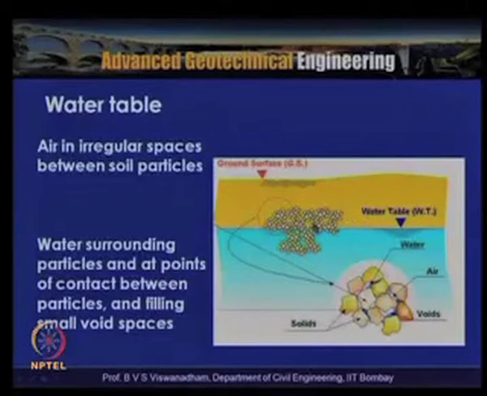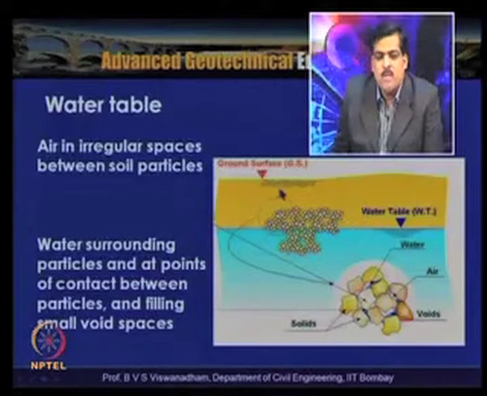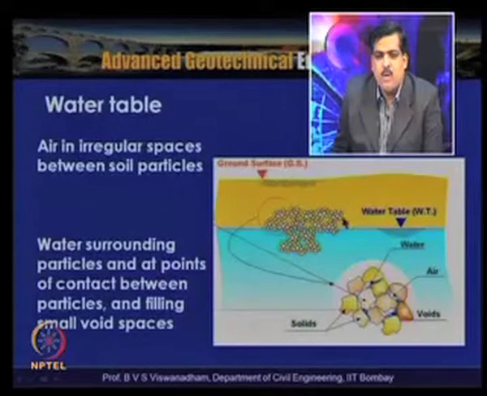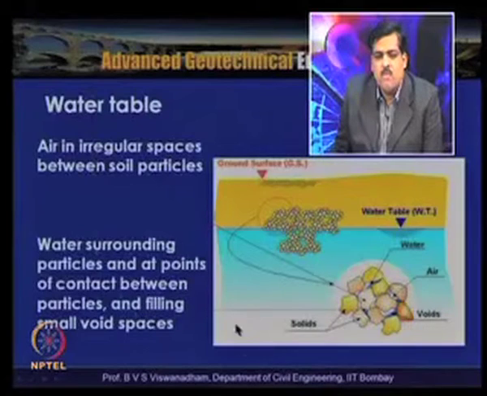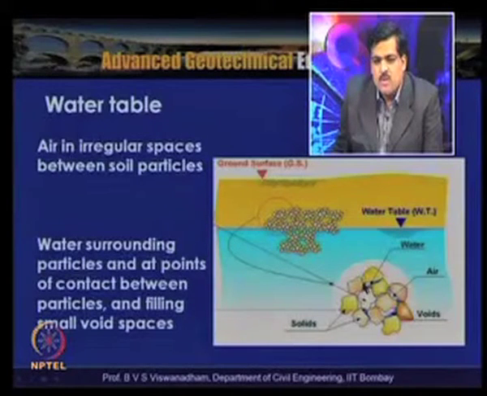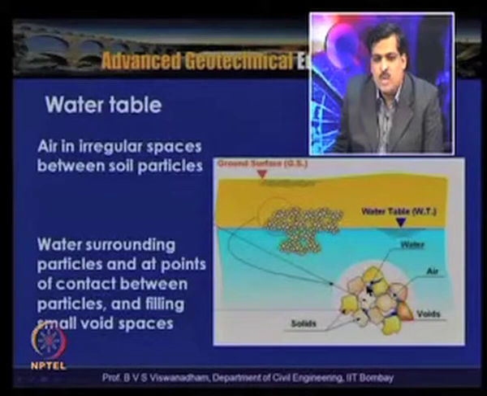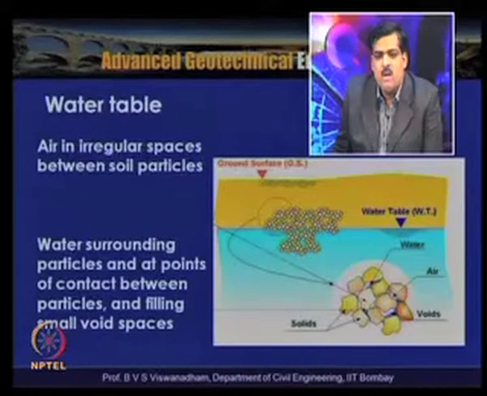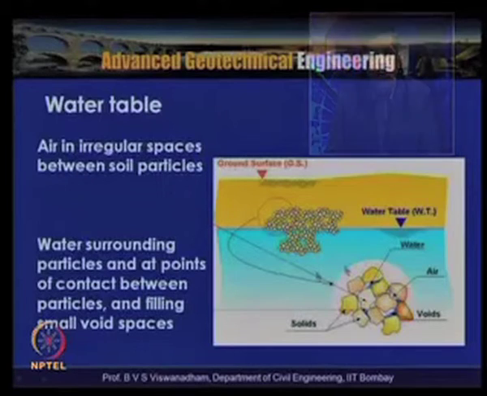Depending upon the type of soil, a capillarity phenomenon occurs above the groundwater table. Here, the water surrounding particles at points of contact between particles and filling the small void spaces is shown. This portion within the soil solid space is called the pore space or pore. It is indicated as a small d, the pore diameter, or it can also be called the pore radius.